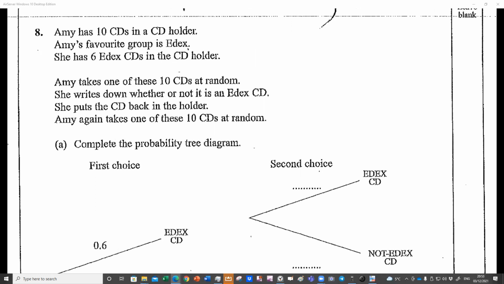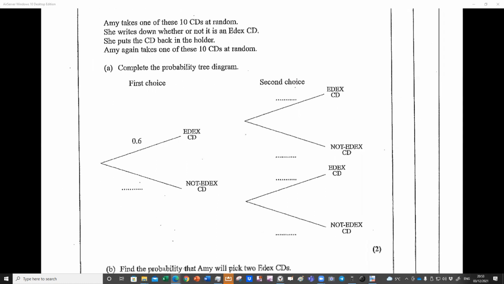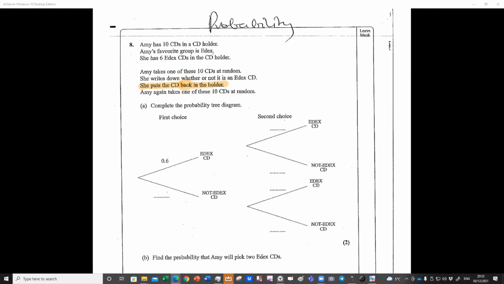Ami has 10 CDs in a CD holder. Ami's favorite group is edX. She has 6 edX CDs in the CD holder. Ami takes one of these 10 CDs at random. She writes down whether or not it is an edX CD. She puts the CD back in the holder. Ami again takes one of these 10 CDs at random. Complete the probability tree diagram.